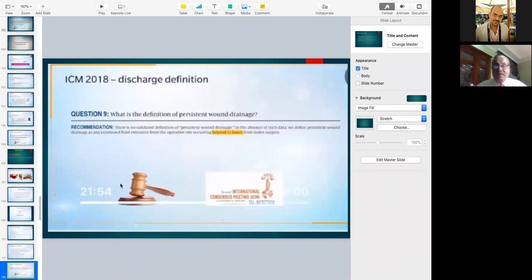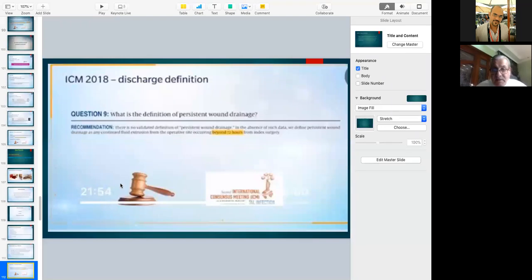So there is an international consensus meeting. What is the definition? Discharge definition. What is the definition of persistent wound drainage? When you are saying persistent wound drainage, what's the consensus or recommendation for this definition?